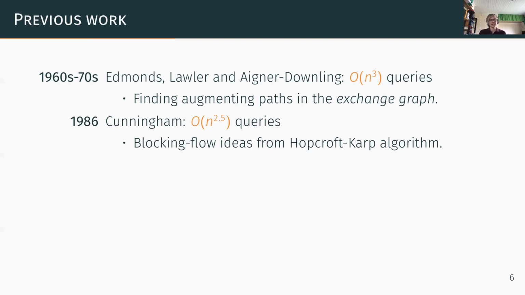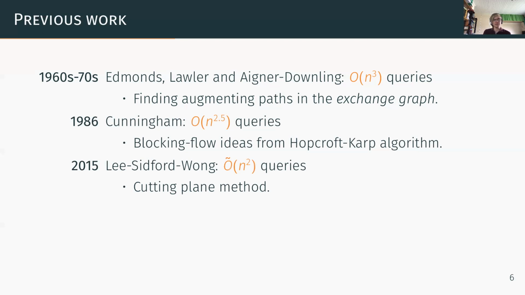So in 1986, Cunningham gave a faster algorithm, now using n to the 2.5 queries. And this is again based on finding augmenting paths in the exchange graph, but now we borrow some blocking flow ideas from the Hopcroft-Karp bipartite matching algorithm.